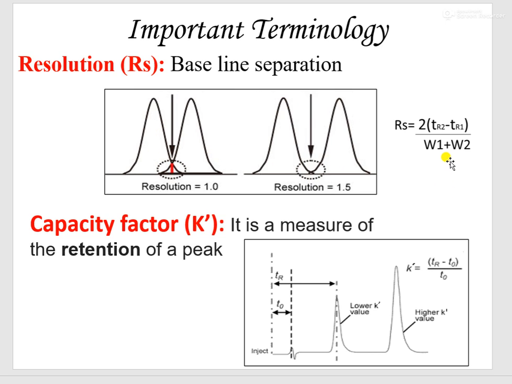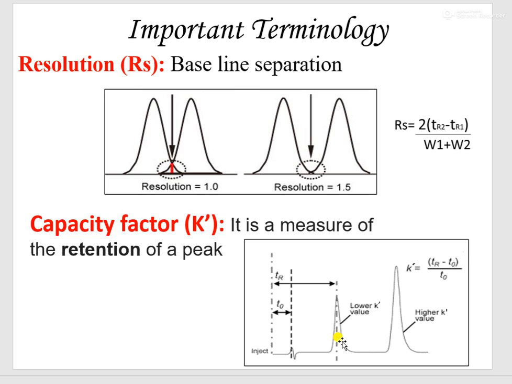Resolution can be calculated by the formula Rs is equal to Tr2 minus Tr1 upon W1 plus W2, where Tr2 is a retention time of second peak, Tr1 is a retention time of first peak, W1 is a peak width of first peak and W2 is peak width of second peak. Now capacity factor, it is a measure of retention of the peak.